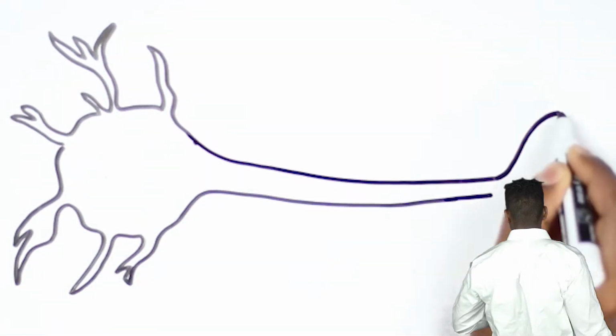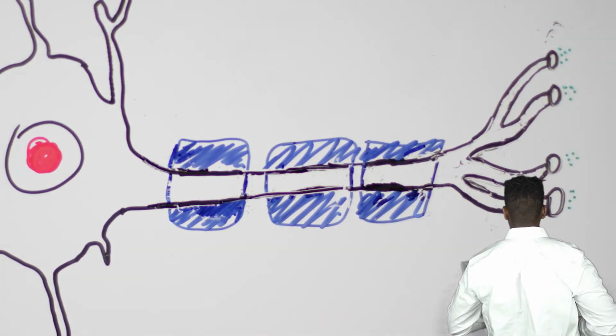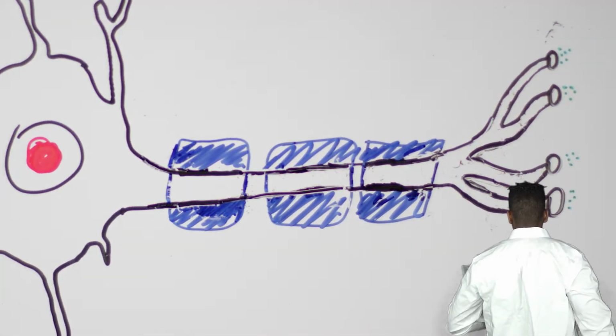An action potential is an electrical pulse that travels down the axon of a neuron, stimulating the release of neurotransmitters, which is how neurons communicate.